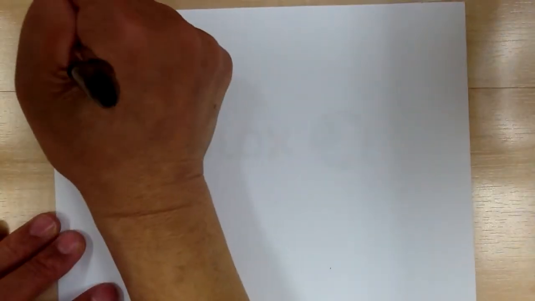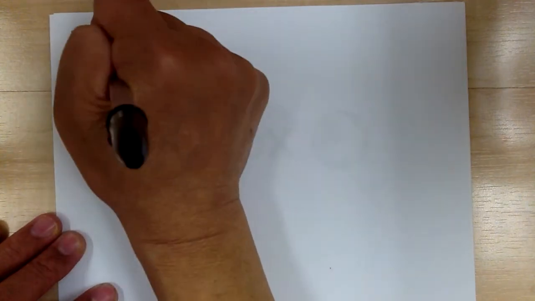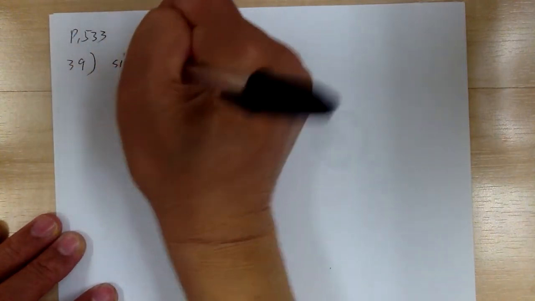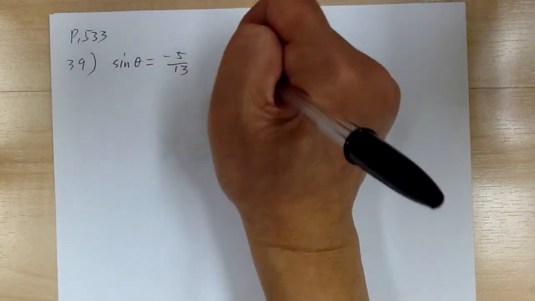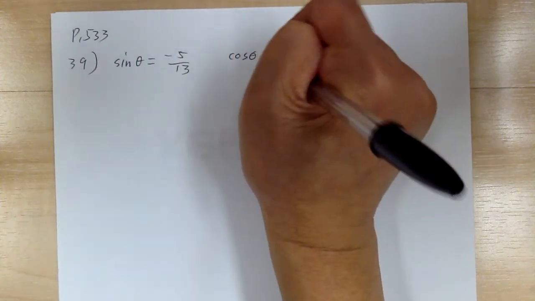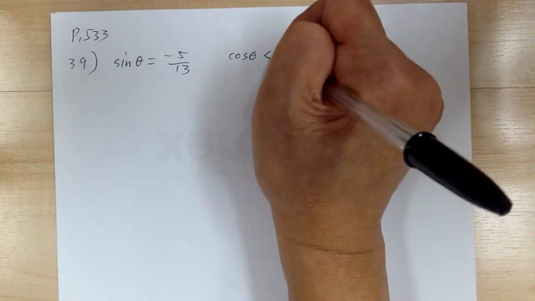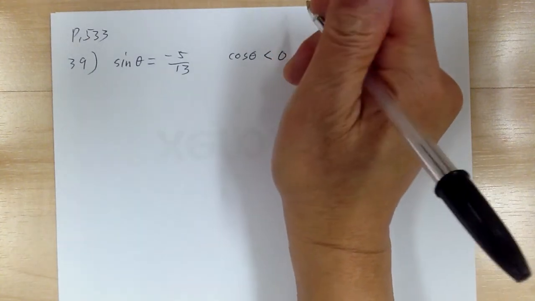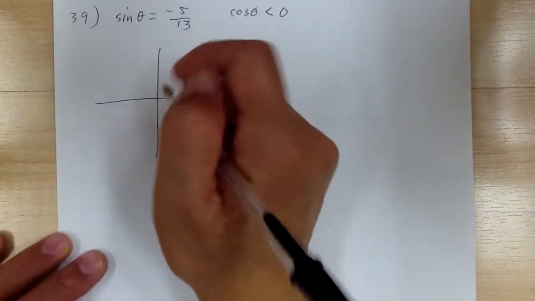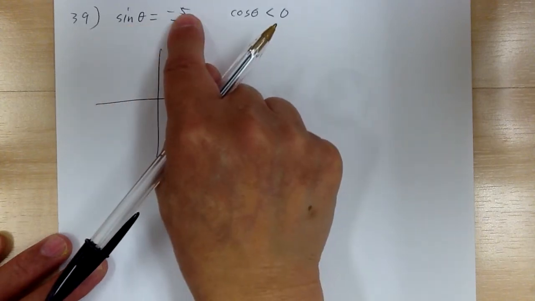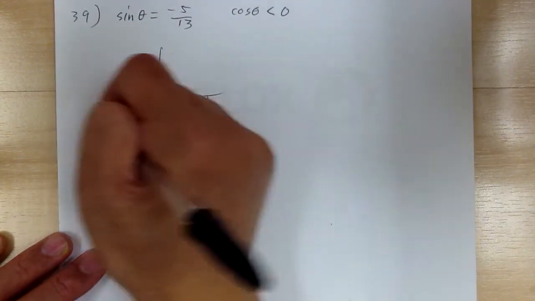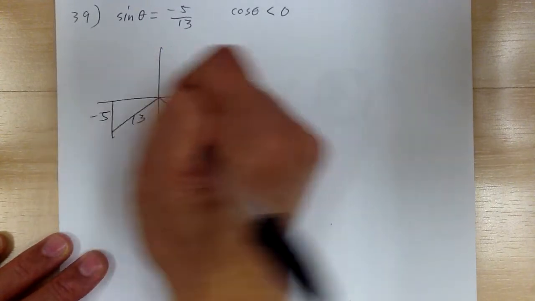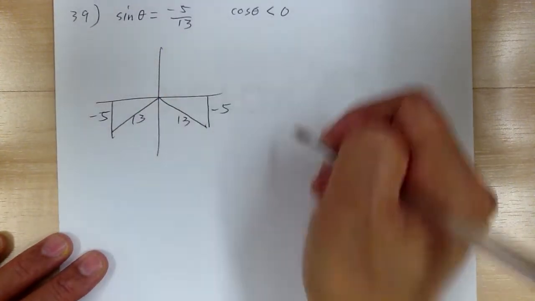Okay, let's go to 39. So you got sine theta equal to negative 5 over 13, and cosine theta is less than 0, so it means it's negative. So again, let's draw the picture. Sine is vertical, and vertical is negative. That means you're going to get these 2, negative 5 over 13. So you got 2 choices, right?